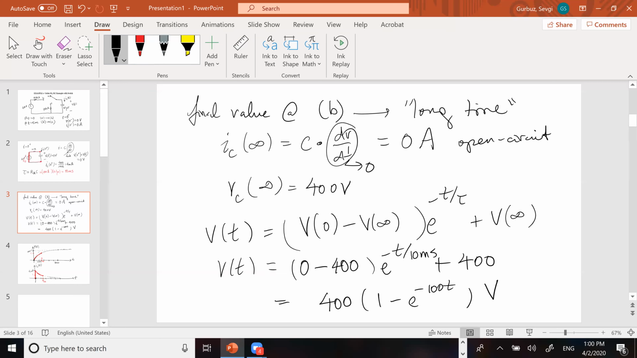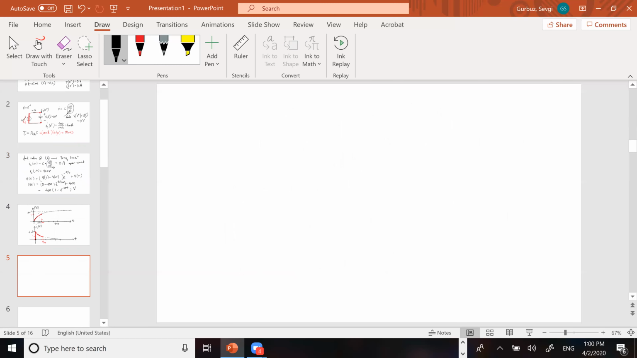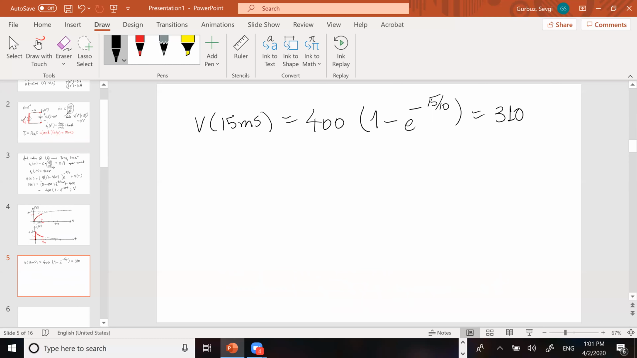And so if I want to now find what the value of the voltage is just before the switch changes positions again at 15 milliseconds, I can just substitute into this equation. So V of 15 milliseconds is just going to be 400 times (1 minus e to the minus 15 divided by 10), which, if you punch it through a calculator, I got approximately 310 volts.